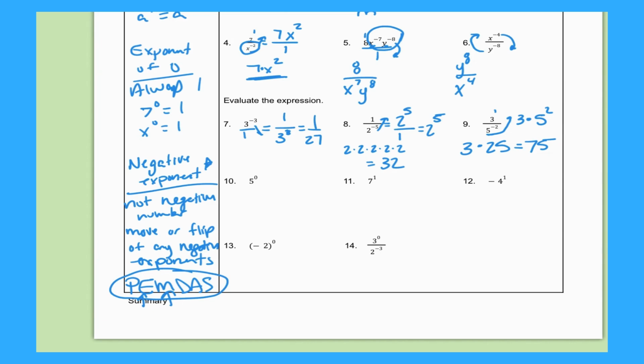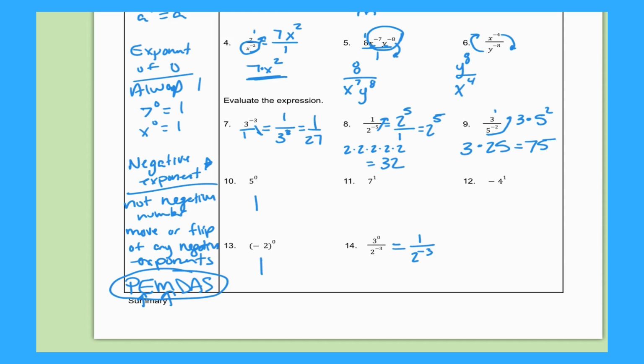And then we get to some easier ones. Anything to the 0 power is always 1. So let's go ahead and do 13 also. Negative 2 to the 0. Anything to the 0 is always 1. And then while we're on it, let's start looking at number 14 because I see 3 to the 0. So 3 to the 0 has to be 1 because anything to the 0 power is always 1. But I still have 2 to the negative 3. So we'll come back and finish that one in just a second.